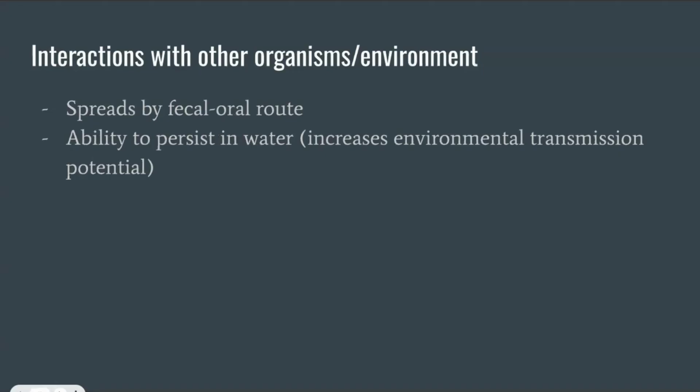Poliovirus spreads primarily via the fecal-oral route, thriving in areas with poor sanitation. Once ingested, it initially replicates in the throat and intestinal lining before potentially invading the nervous system, leading to paralysis in some cases. It has a remarkable ability to persist in water or sewage, increasing its environmental transmission potential.